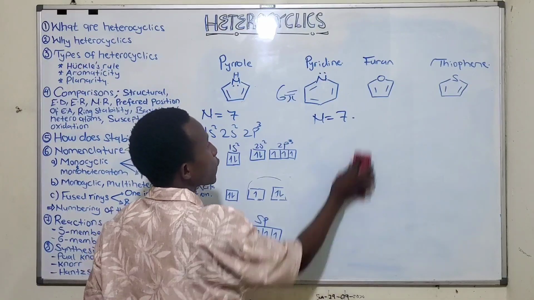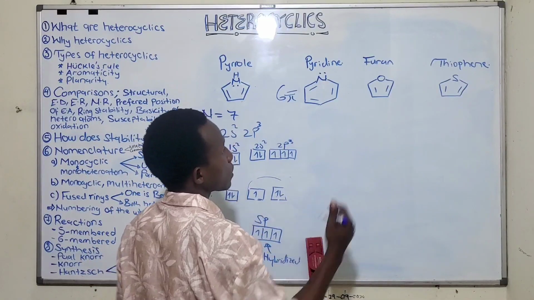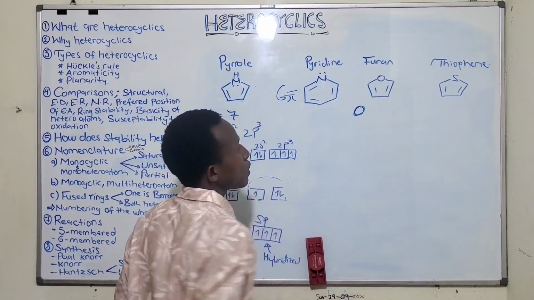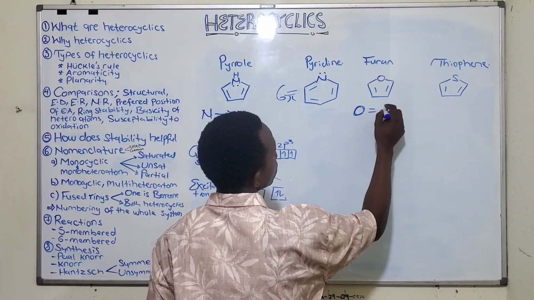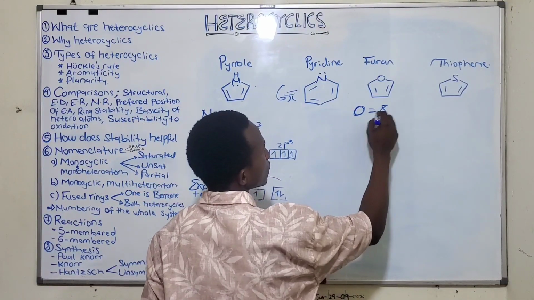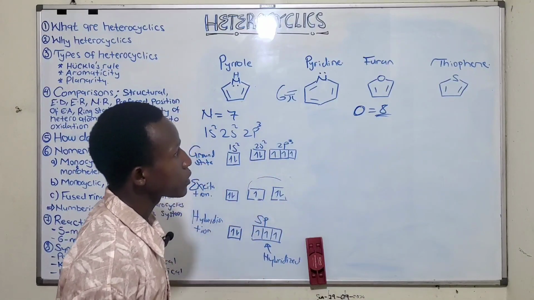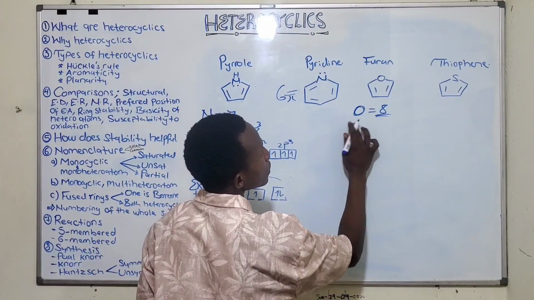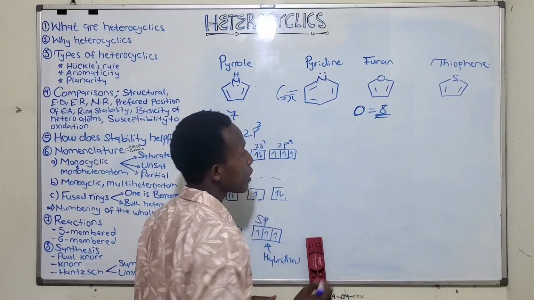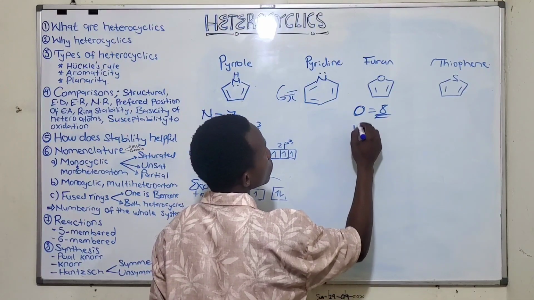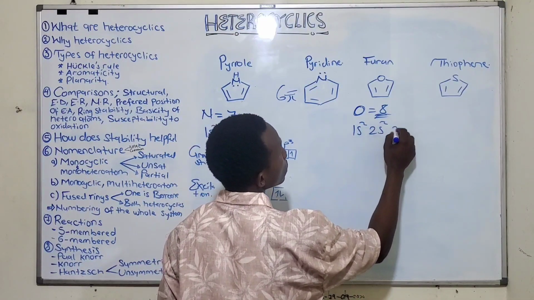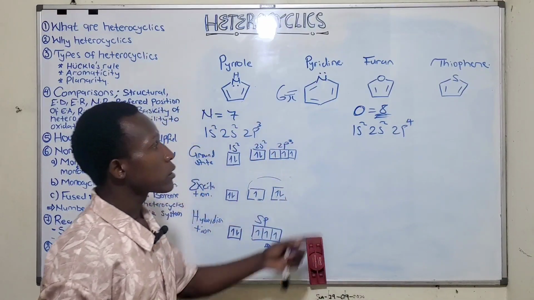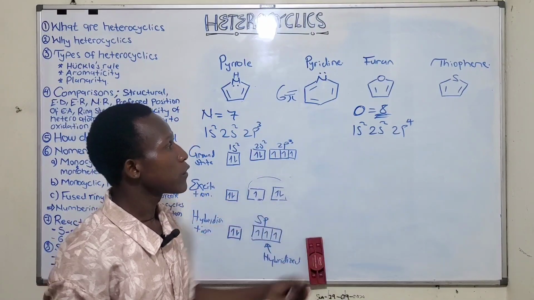Then for furan, oxygen has atomic number 8, so 8 electrons. This is its electron configuration: 1s2, 2s2, 2p4. This is its electron configuration.